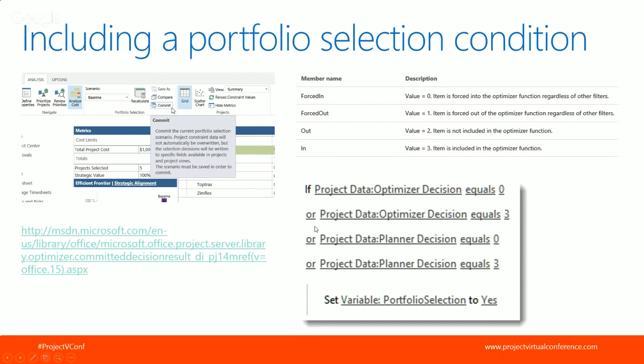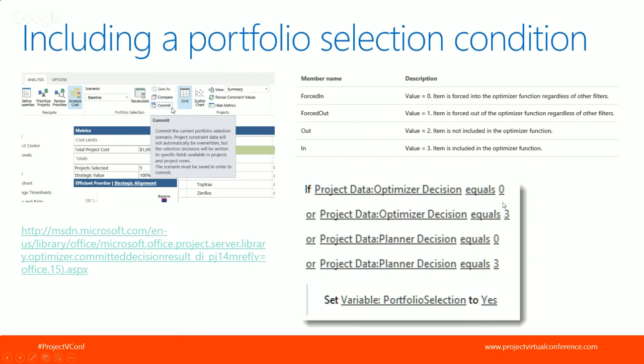Projects in Portfolio Analysis will either be committed, or they may be forced in, or they could be forced out. And from this TechNet article, I show you values that you can read from projects. So if you're using portfolio analysis and a project is forced in, it's going to have a value of 0. If it's naturally in, meaning it's just naturally selected, it's going to have a value of 3. So depending on whether you're using the cost analysis or the resource-based analysis, here are the different value sets.